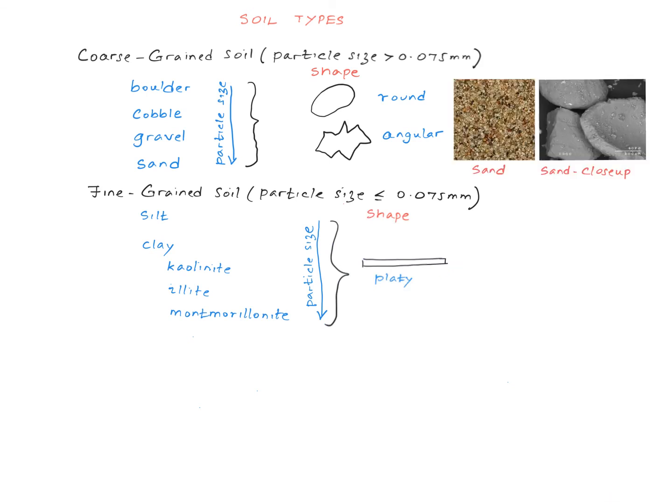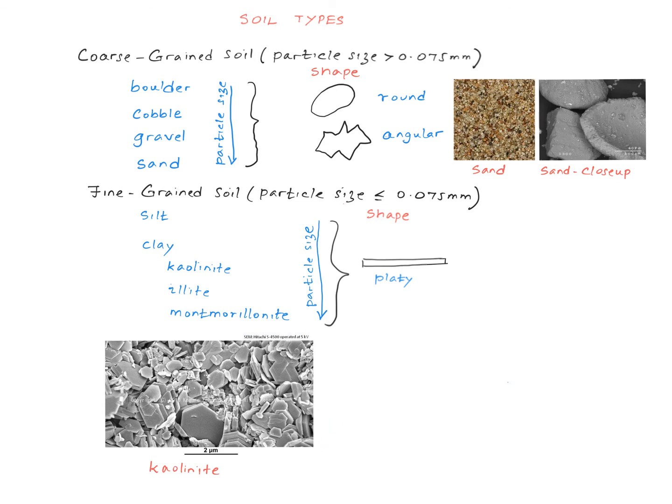Here's a picture of a sand, and if you zoom in, you're going to see something like this. Here's a picture of kaolinite. The clay particles are so small that you have to use something like a scanning electron microscope to see the details at the particle level. You can get an idea of the shape and size of kaolinite particles from this picture right here. You can clearly see they are platy over here. They are not round by any means, but this particle has a width of roughly 2 micron.